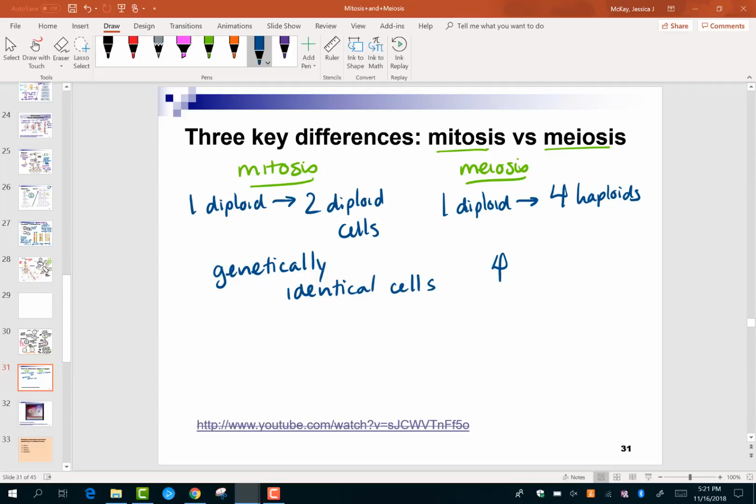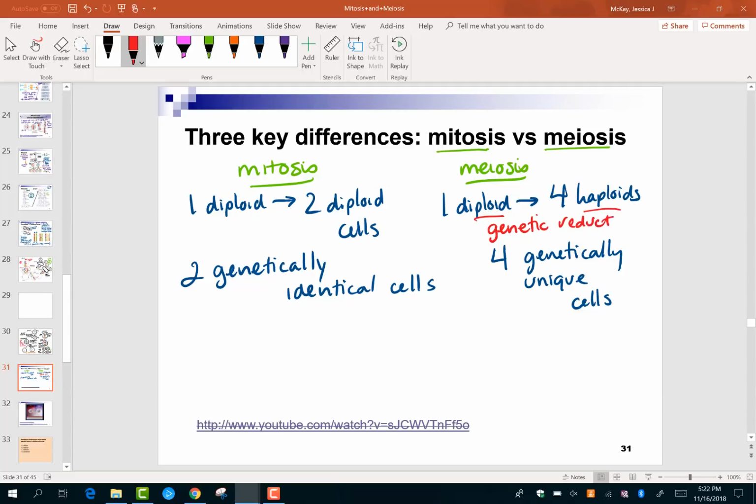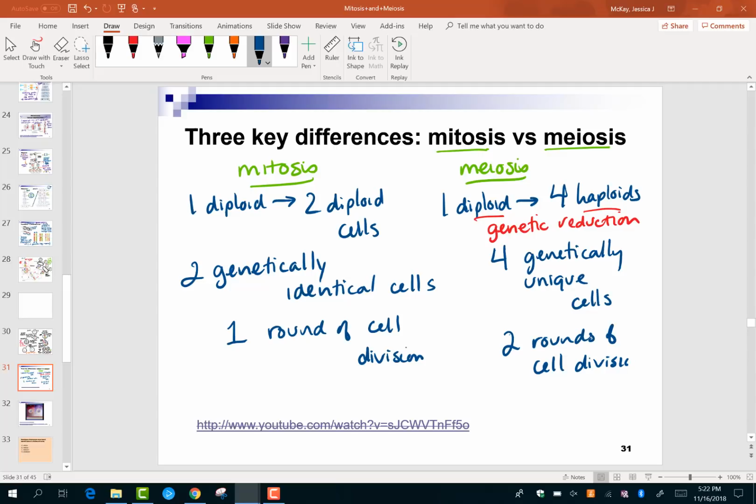Meiosis, you're making 4 genetically unique cells. Okay. This process of going from diploid to haploid is called genetic reduction or chromosome reduction because you're cutting the total number of chromosomes in half at the end of meiosis. Another difference is this has 1 round of cell division. Meiosis has 2 rounds of cell division. Okay.